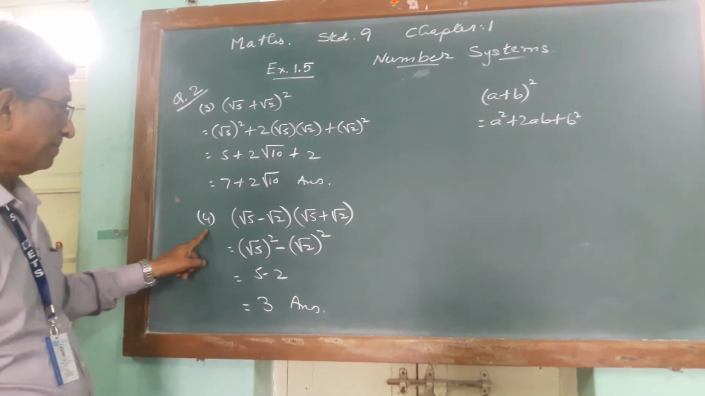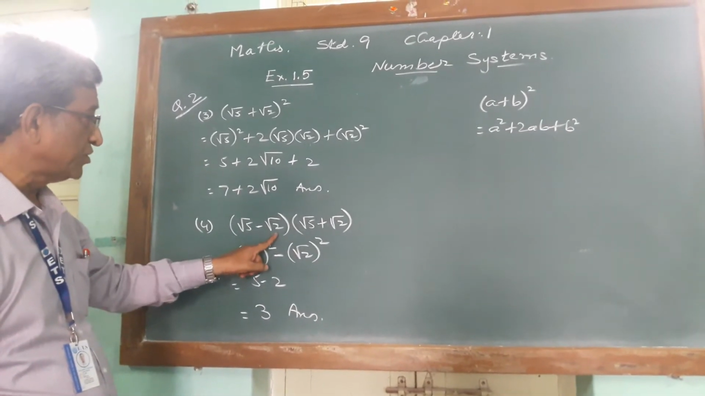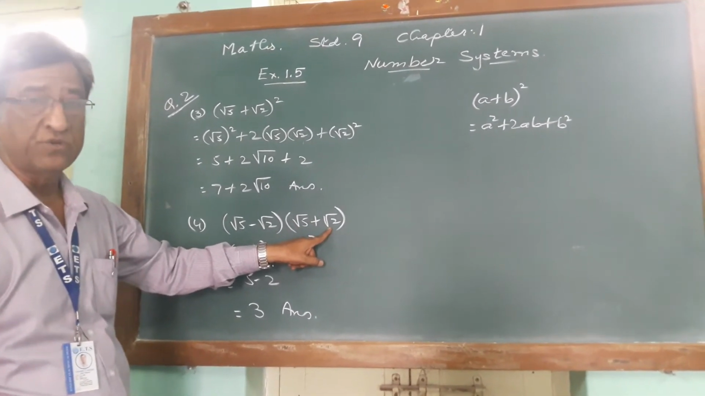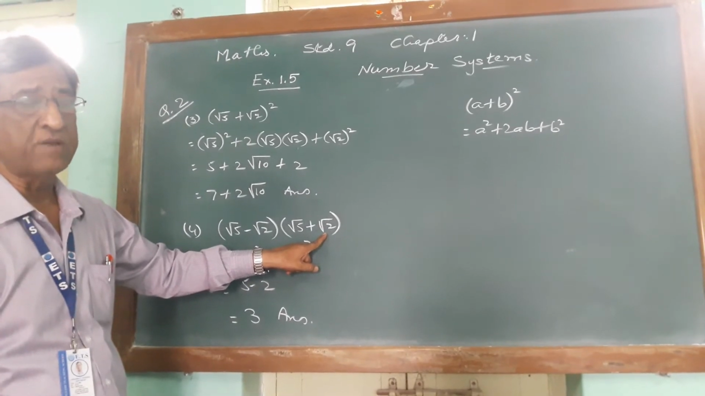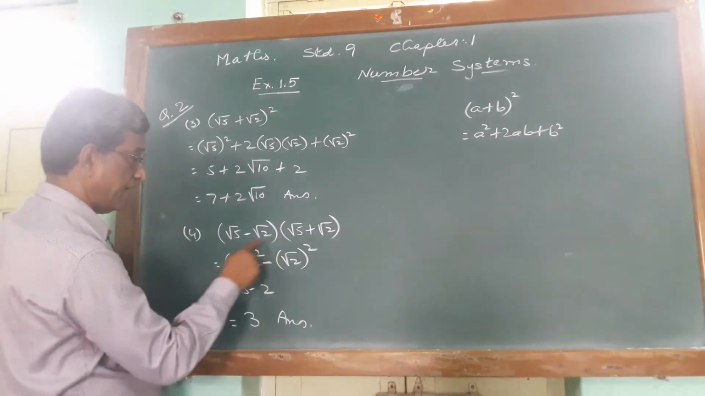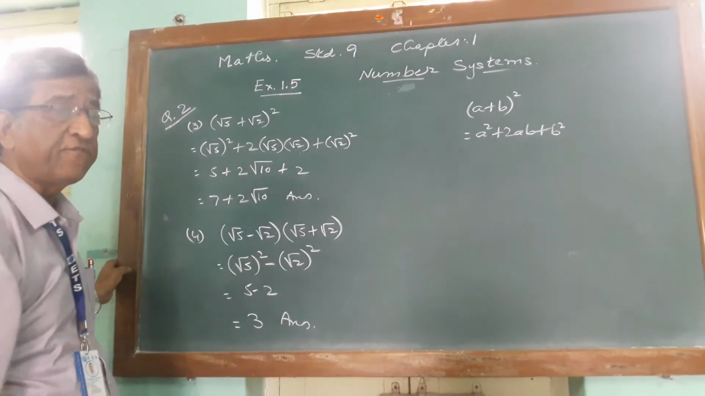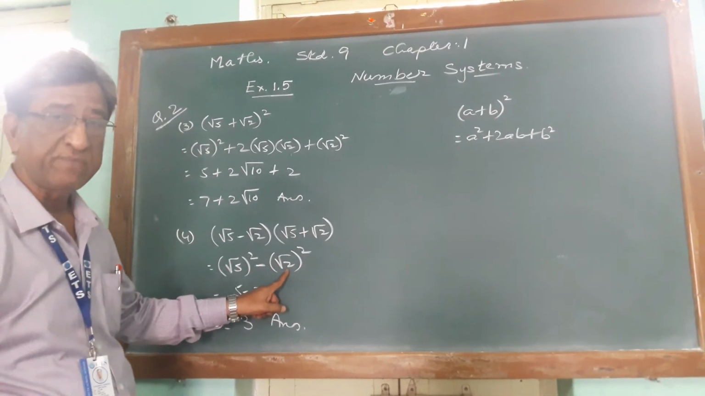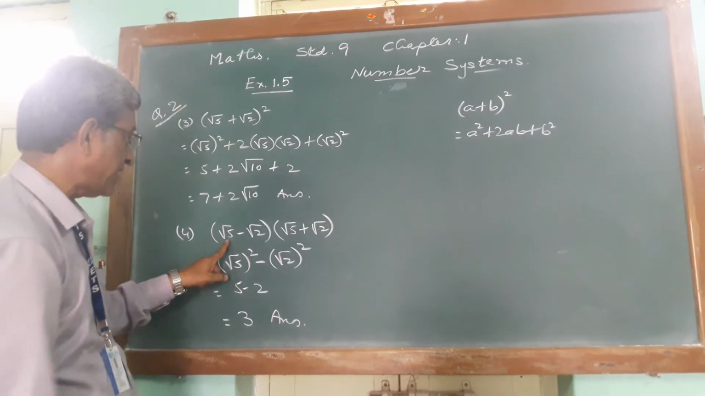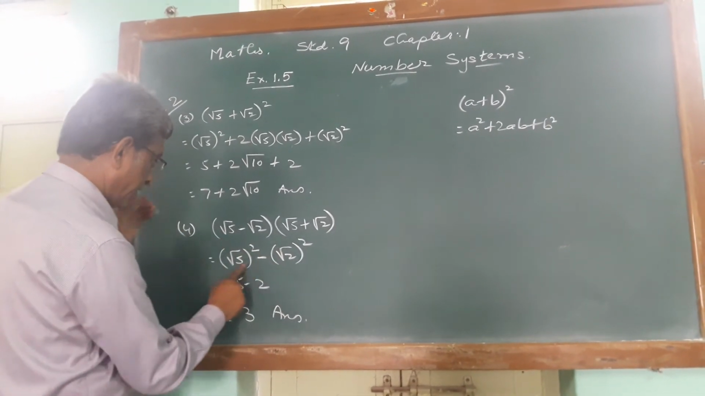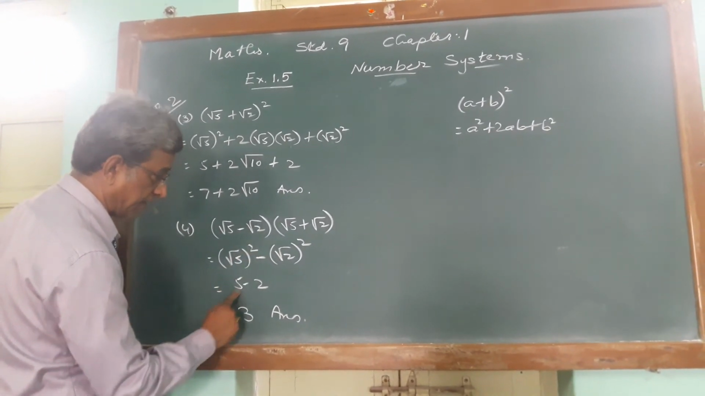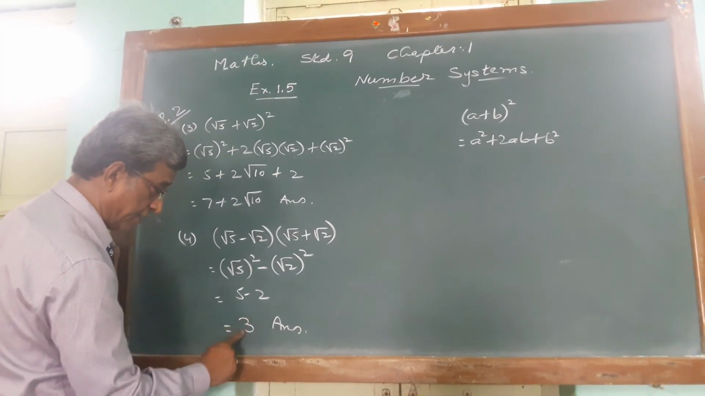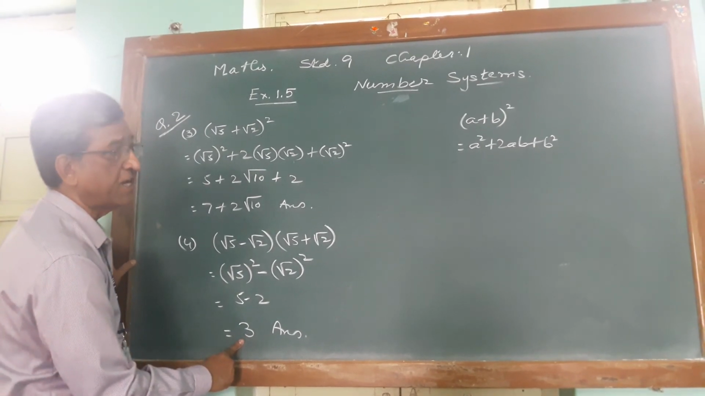Now the fourth one. Root 5 minus root 2 into another bracket root 5 plus root 2. This is similar to the formula (A plus B)(A minus B), which gives you A square minus B square. So root 5 square minus root 2 square. Root 5 square gives you 5. Root 2 square gives you 2. 5 minus 2 is equal to 3. So 3 is the answer.